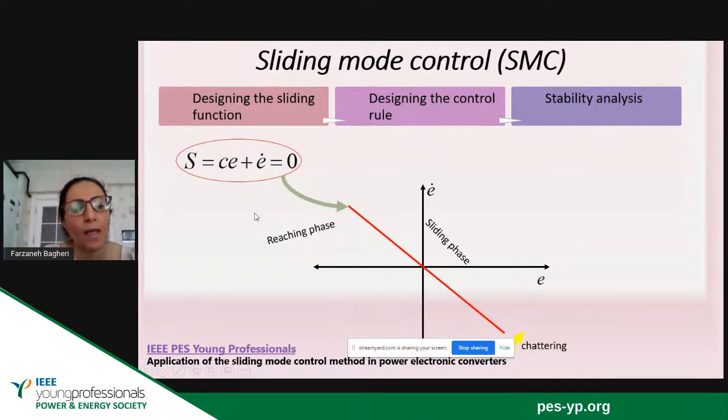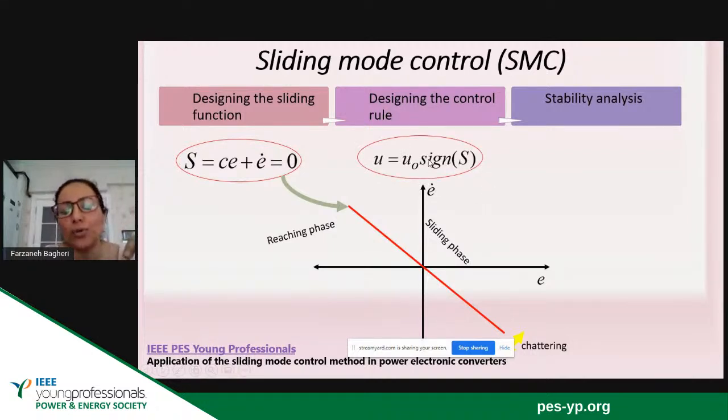Then the second step is that we should take all of the variables or the dynamic of the system from its initial point to the sliding function or to the 0 value. How can we do it? We will design the control rule.